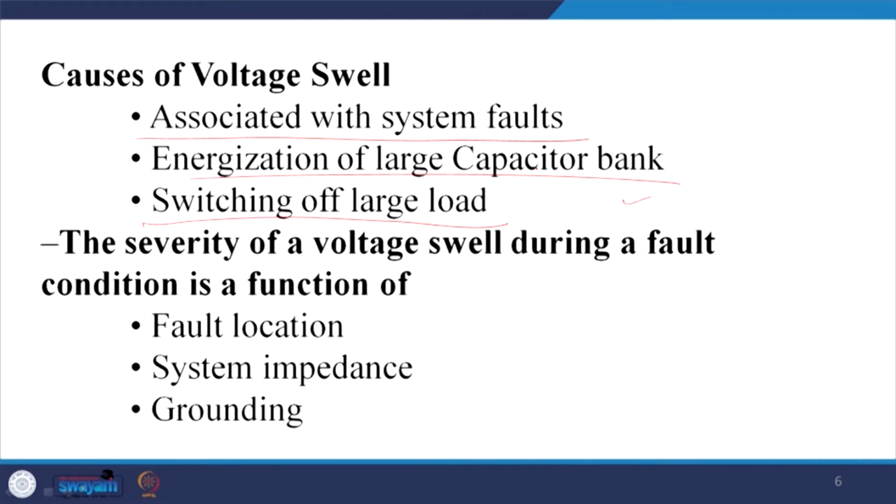And just in reverse, we have seen that switching on a large load causes a sag, while switching off a large load can cause a swell. Once you all of a sudden switch off, the voltage will build up. Similarly, we need to identify the severity of the voltage swell during a fault condition as a function of fault location, where the open circuit occurs, fault system impedance and the ground impedance.